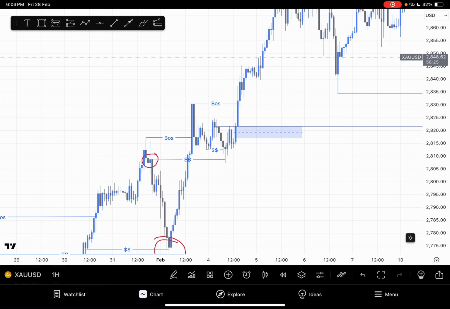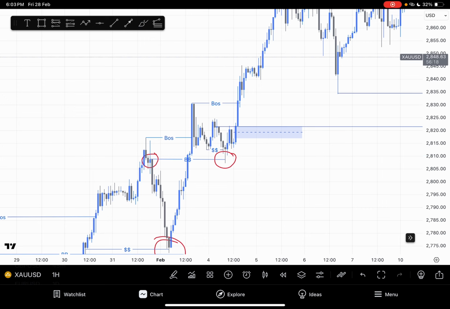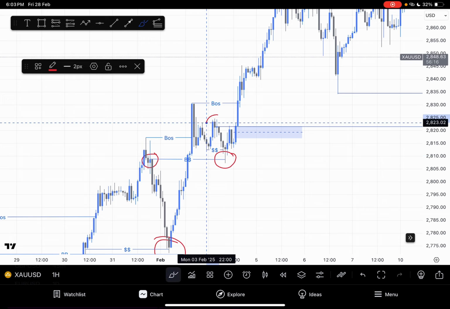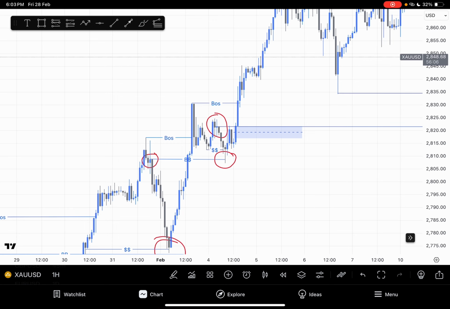And if you trace the line, you see price came back again for the breaker block, creating another break of structure. So now at this point, I mark another breaker block there. And the rules say that there must be a liquidity grab, and the breaker block must also be protected by a fair value gap.